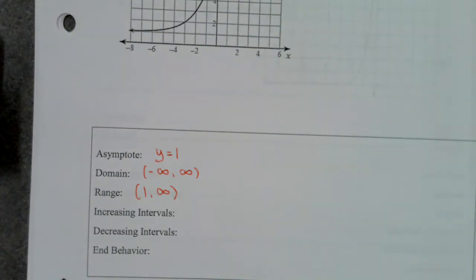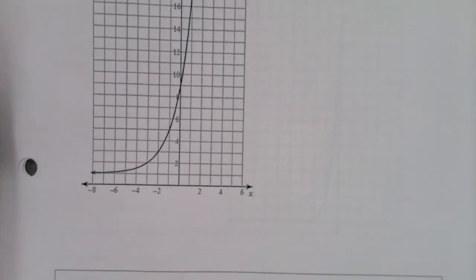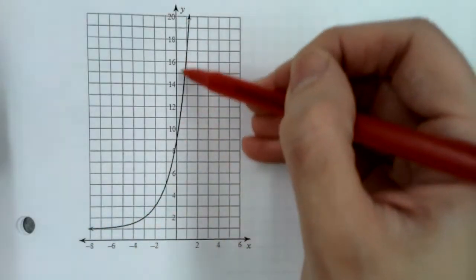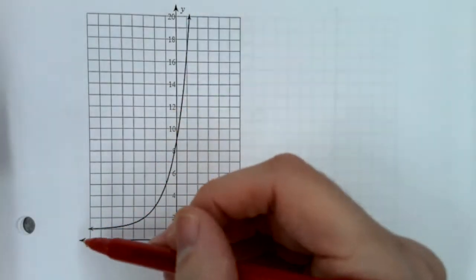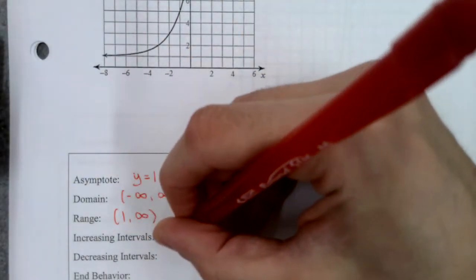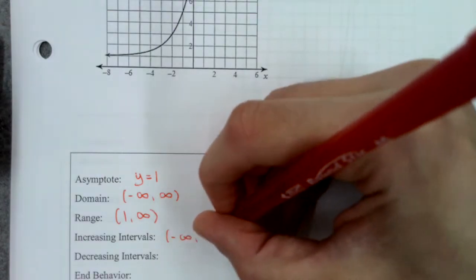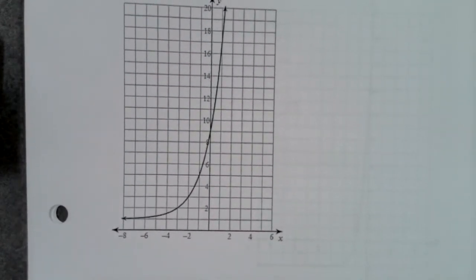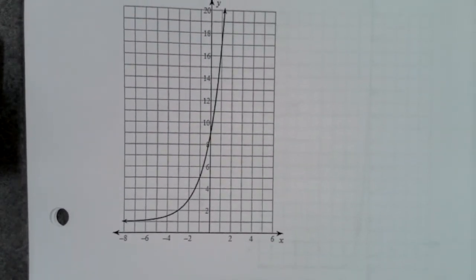The increasing intervals means where is the graph going uphill? Where does it have a positive slope? And this one has a positive slope everywhere. So for the increasing intervals, I'll say negative infinity up to infinity. The decreasing intervals means where is the graph going downhill? Where does it have a negative slope? And there are no decreasing intervals here. So I'm going to say none.